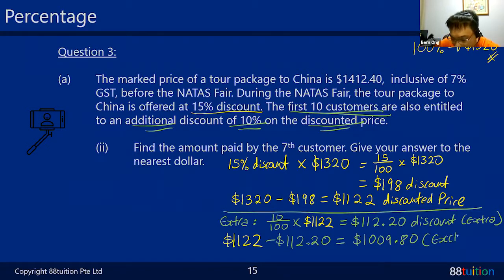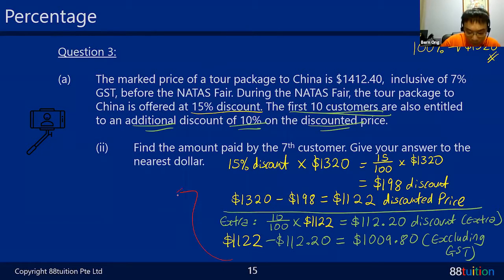This is excluding GST. What did I say? GST must be added one time at the end of the day. So now you have to add it. The GST is based on this $1,009.80. The GST is 7%. Luckily now it's still 7%. In future, it will go up for Singapore.